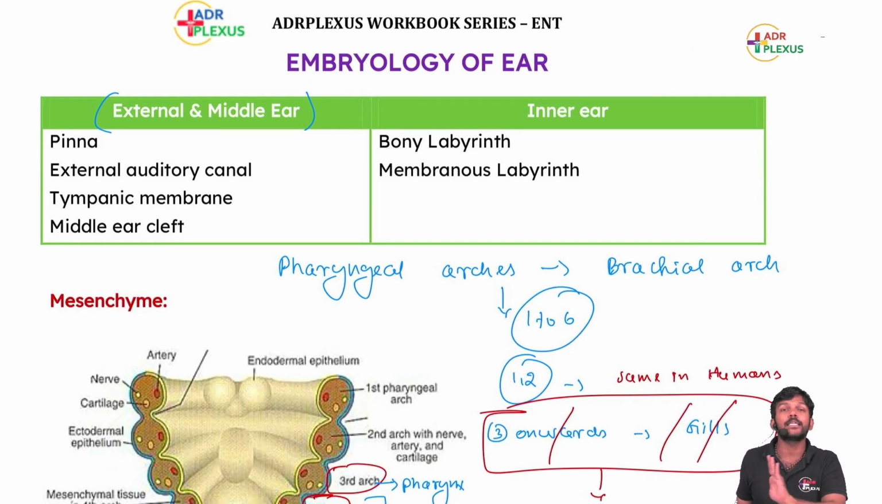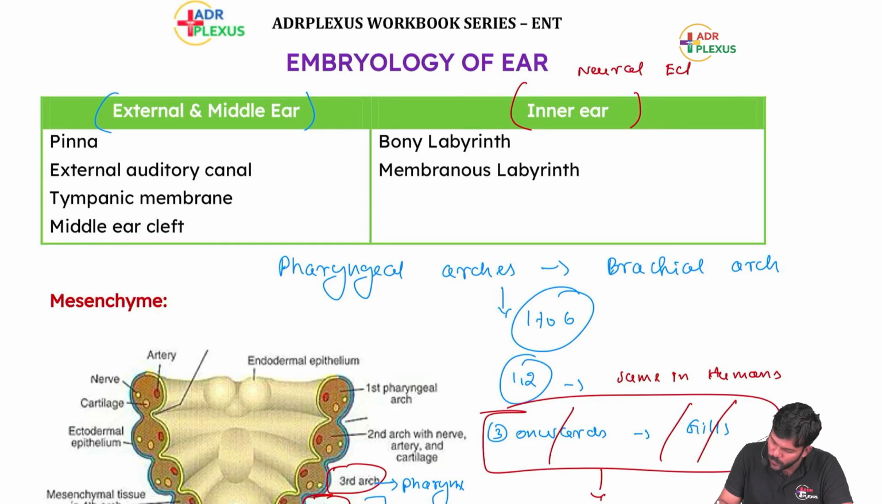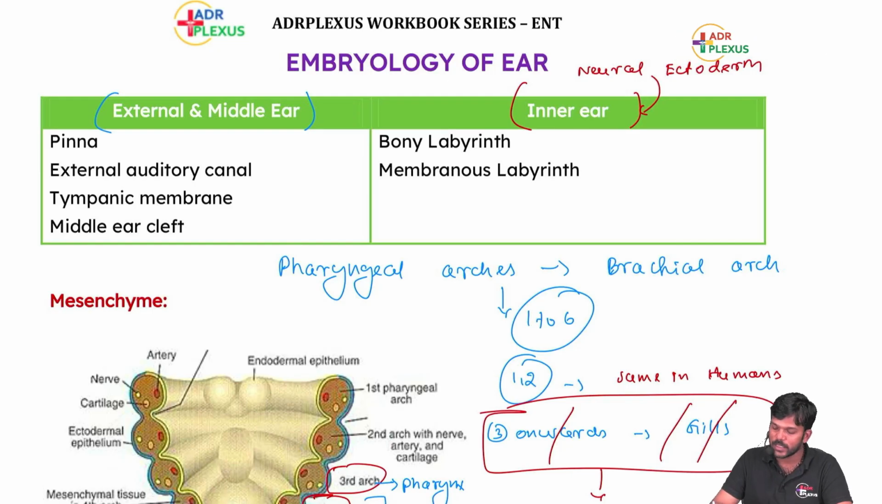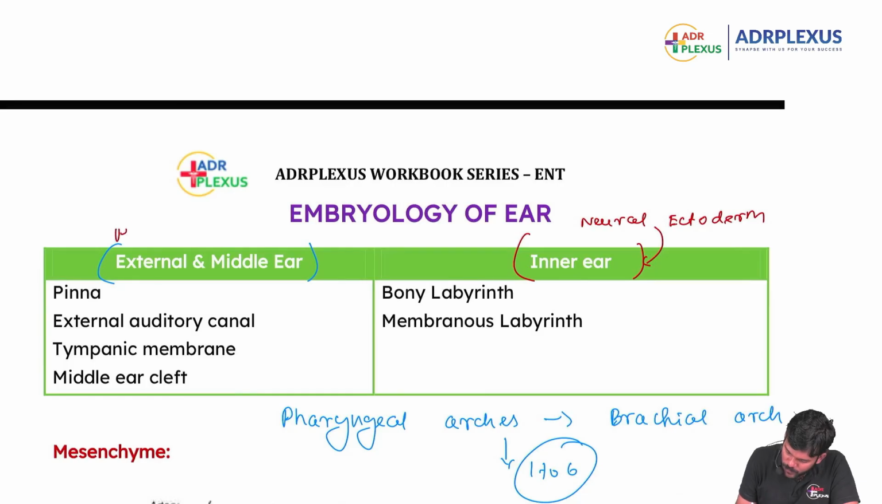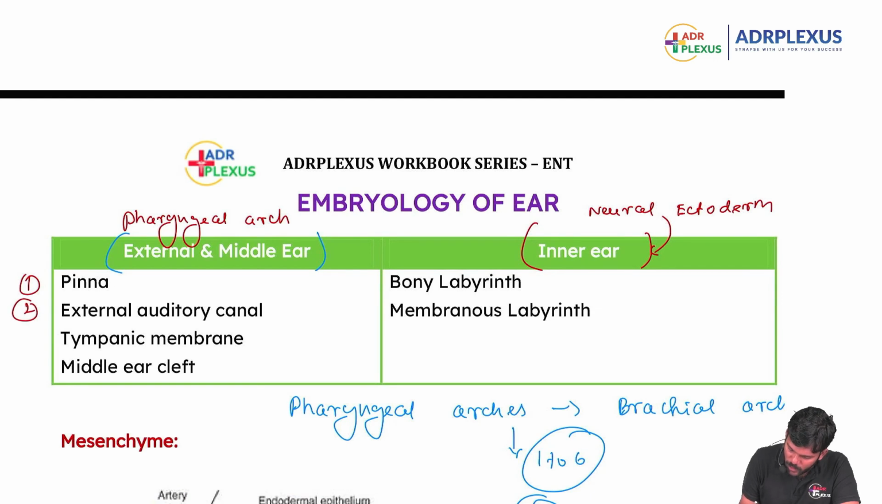Sir, inner ear? The inner ear is not formed from pharyngeal arches. It is formed from neural ectoderm, which was also the case in fishes. In fishes, the inner ear was formed from neural ectoderm, whereas in human beings a fresh structure was formed. The external and middle ear was formed from the pharyngeal arch. What are the structures we have in the external and middle ear? We have the pinna, the external auditory canal, the tympanic membrane, and the middle ear cleft.